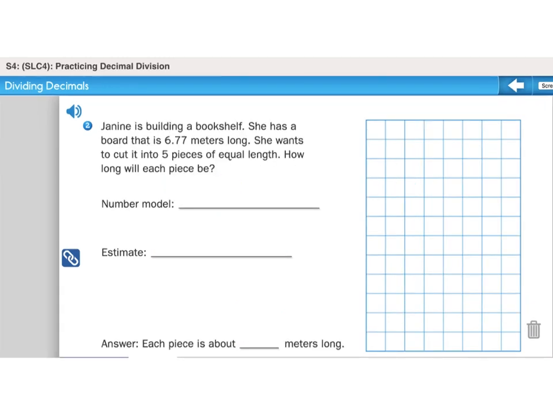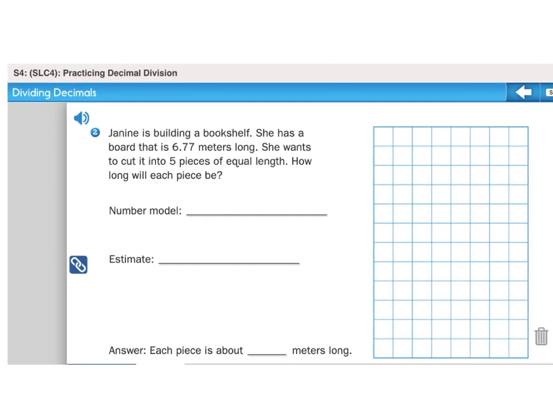Number 2 says, Janine is building a bookshelf. She has a board that is 6 77/100 meters long. She wants to cut it into 5 pieces of equal length. How long will each piece be? So our number model for this one is going to be 6 77/100 divided by 5 equals, we'll say L for length.